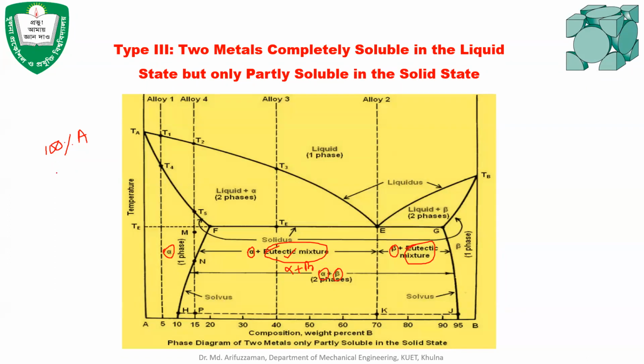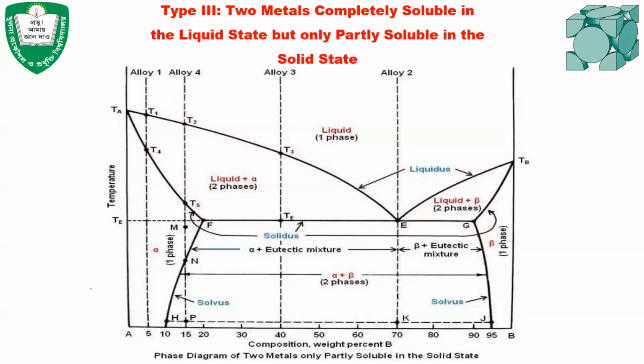The solid that is produced will be a mixture of A and B. There will be more A and less B. That means B will be soluble in A in the solid state. That's why the solid produced here will contain B in it. That is alpha. And in the case of beta, B will be more and A will be less. That is beta. Did you get it? Yes, sir. All right. So let's move on.